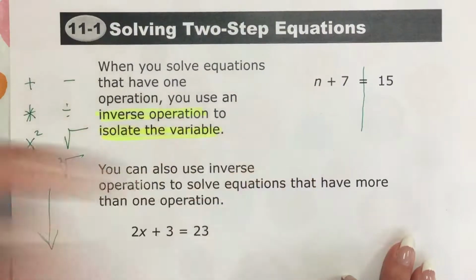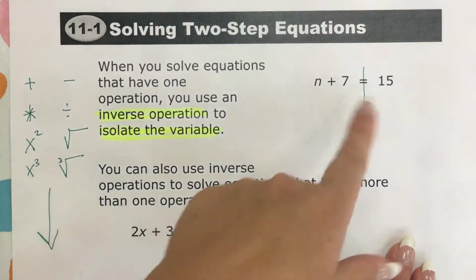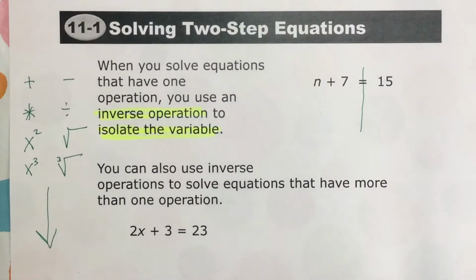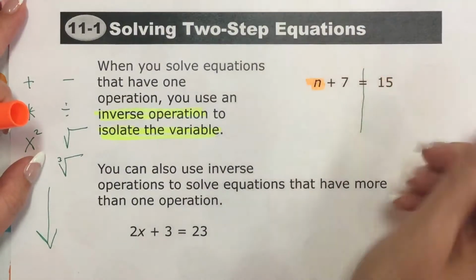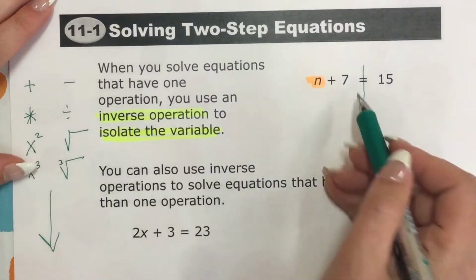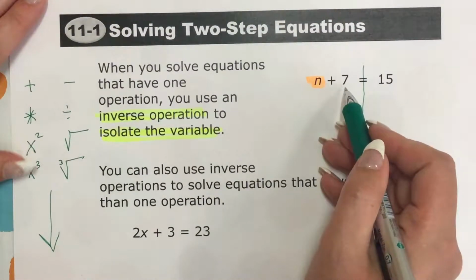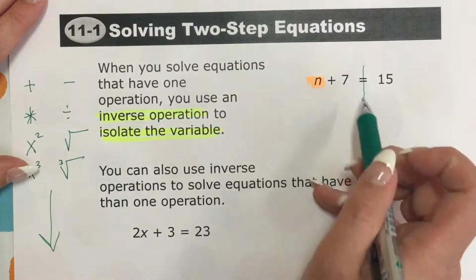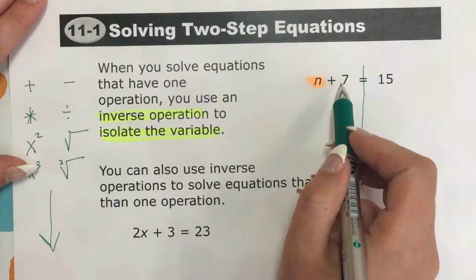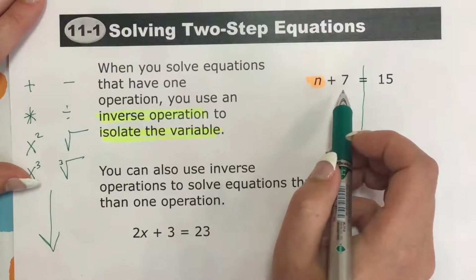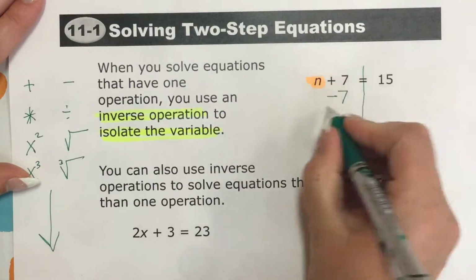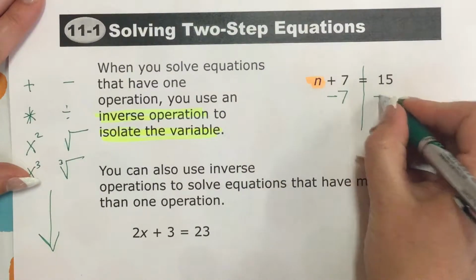So let's go back here first. We have n plus 7 equals 15. Right now, we want to figure out what n is. Is n by itself on this side of the equation? No, it's not. What's on the same side? 7's on the same side. We need to get rid of the 7. How is the 7 related to n? It's related through addition. It's a positive 7, so we have to do the inverse operation of a positive, which would be a negative. So we're just going to simply subtract 7 from both sides of the equation.